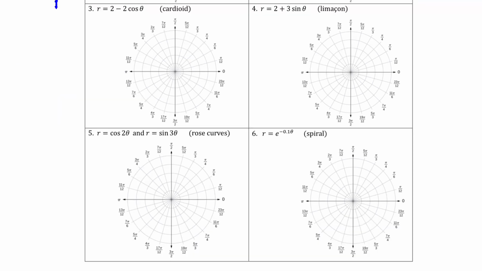2 minus 2 cosine theta. So let me see. Let me turn him off.